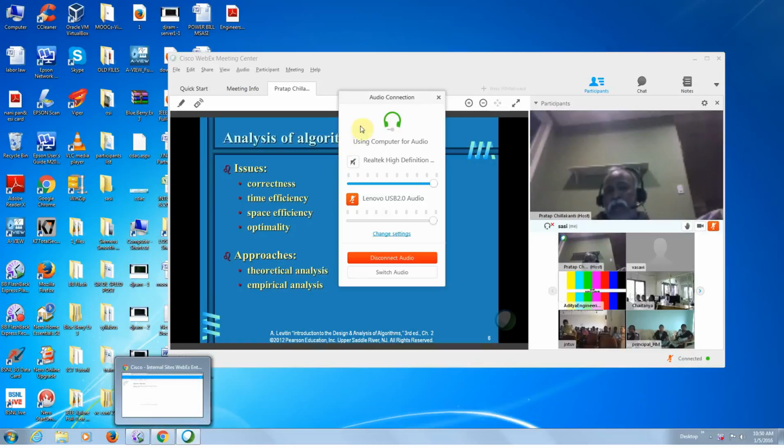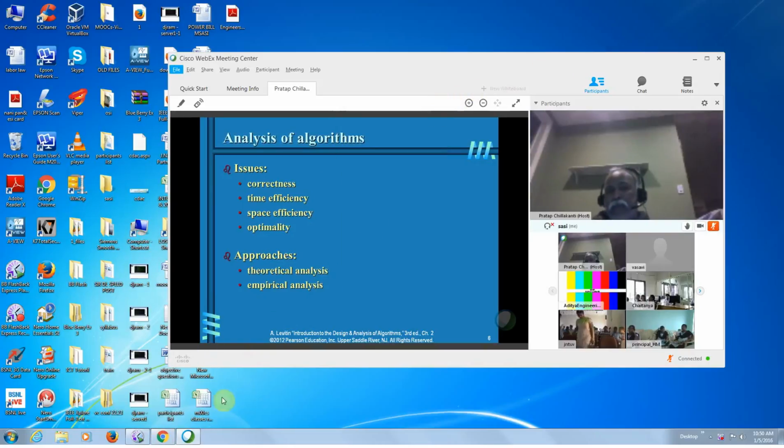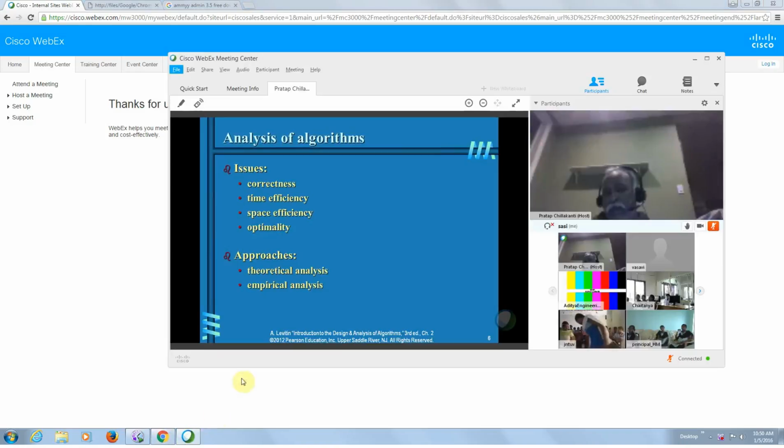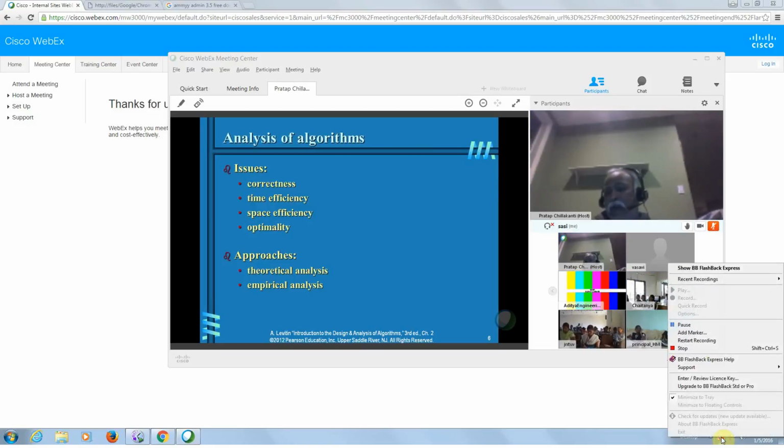From an algorithm perspective, we are always looking for correctness, time efficiency, space efficiency, and optimization. There are two approaches. One is theoretical analysis, which is what this course is going to teach you a lot. But the other is empirical analysis, which we touched upon. Basically, you're calculating how much time it takes.